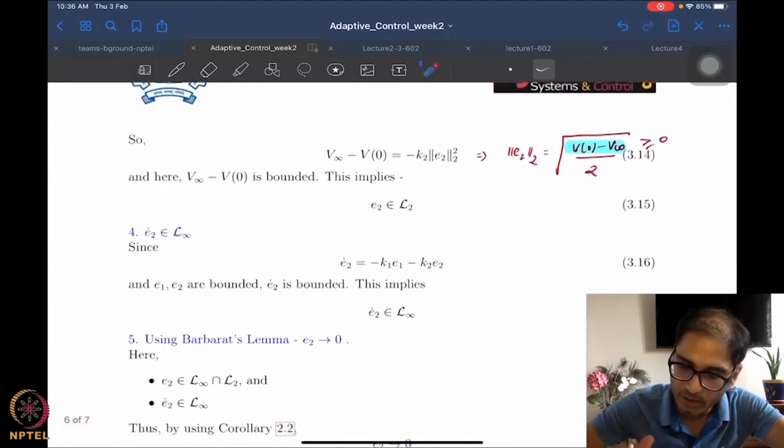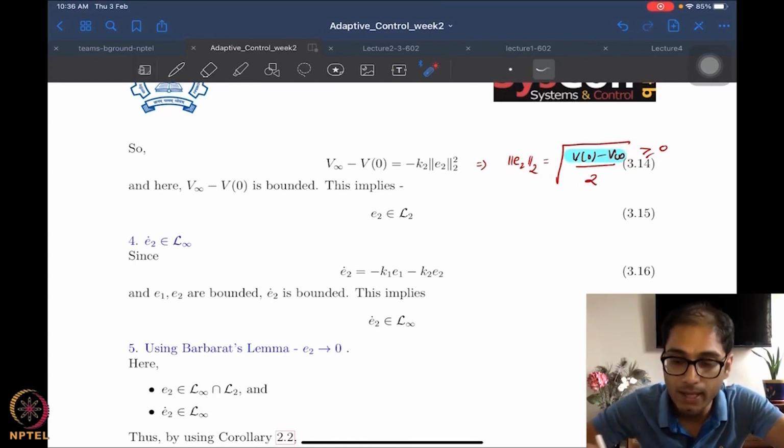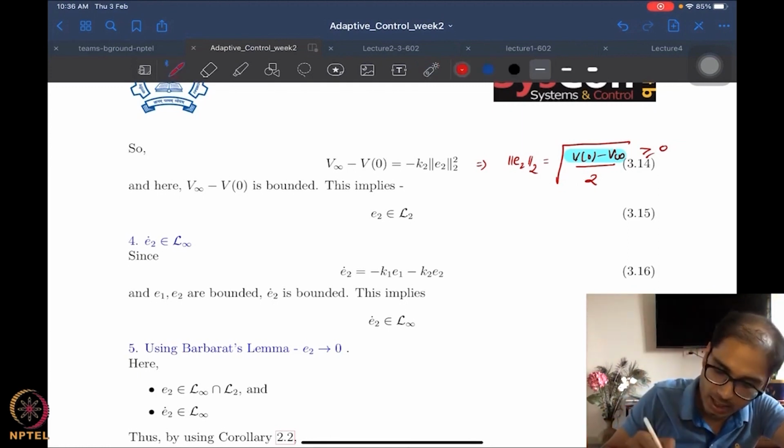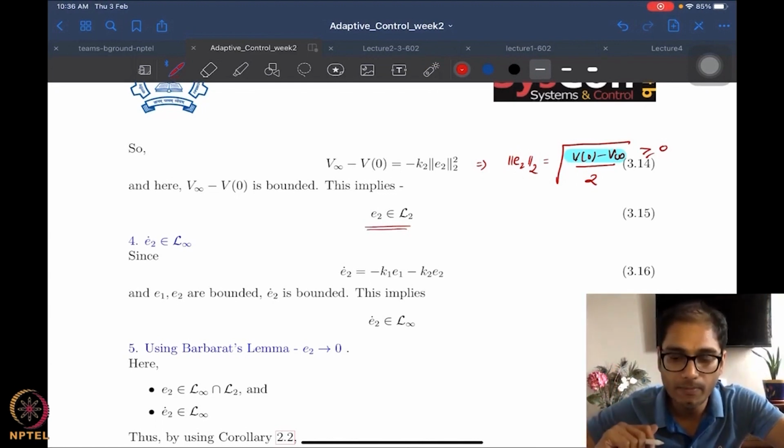Therefore, V infinity, which is the value of V when t becomes really large, has to be less than or equal to its value when time is 0. Therefore, this is non-negative, so you have a non-imaginary outcome here. So it's a sanity check. Because of this expression, I know that this right-hand side is finite, and this is precisely what it means for a signal to be an L2 signal. Therefore, as per our definition, E2 is an L2 signal.